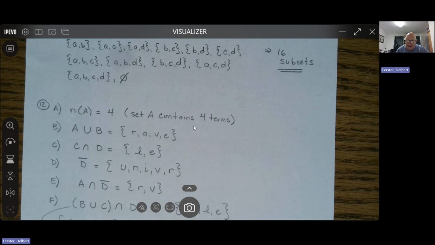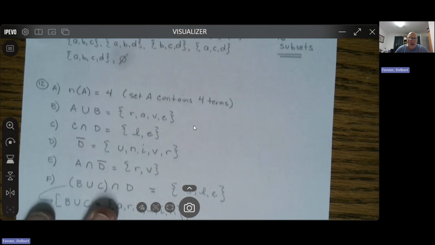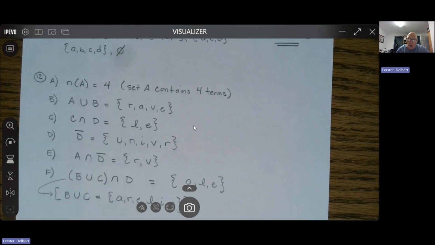Pepperoni pizza is not in set D, but you won't list it. You're restricted by the universal set. So what's not in set D from the universal set? U, N, I, V, and R are the values that are in the universal set but are not found in set D. Okay, I used D complement there, which we did in part D, to help us do part E. And part E says, let's do another intersection of the values that are found in set A and in D complement, which happens to be our answer for part D. And the 2 values that were common to set A and D complement were the values R and V.